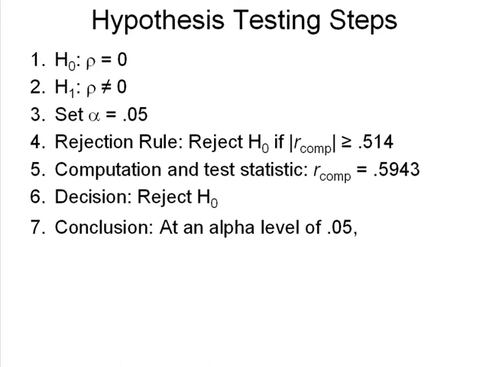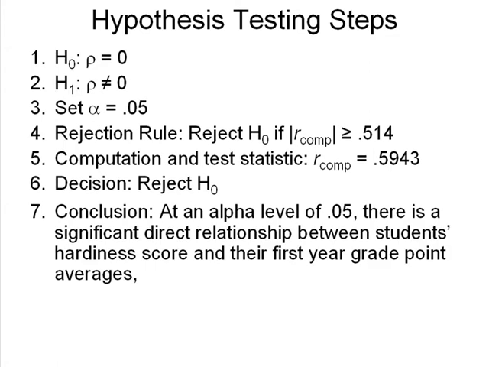Now we have to say what we found. And what we found was that there is a significant direct relationship. Direct because our R score is positive. So at an alpha level of 0.05, there is a significant direct relationship between students' hardiness scores and their first-year grade point averages. So that's the first 2 of the 3 steps we need for our conclusion.